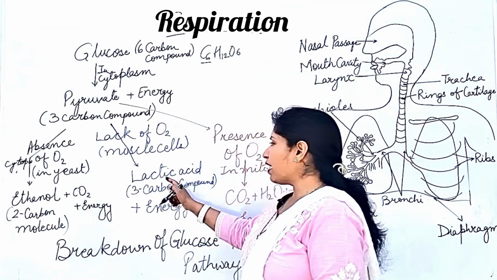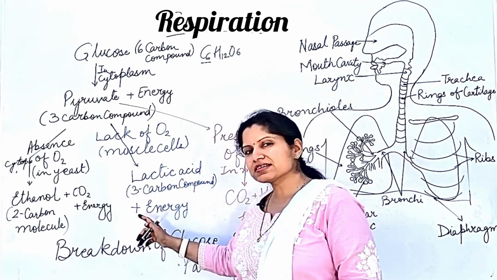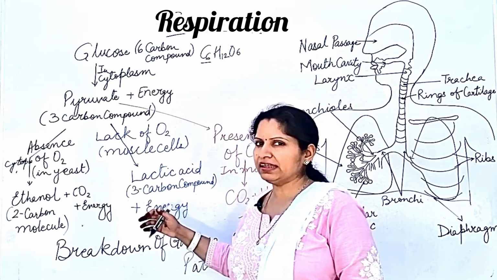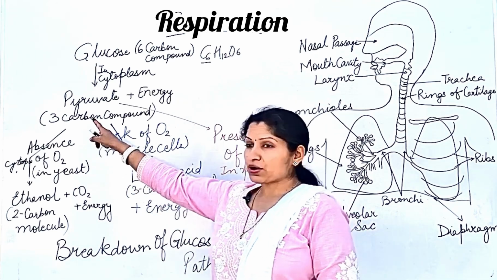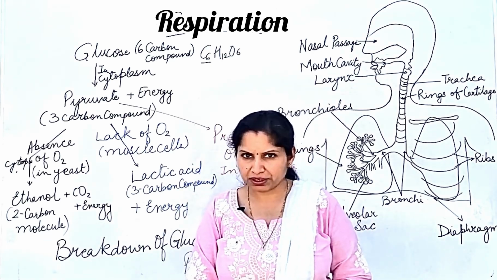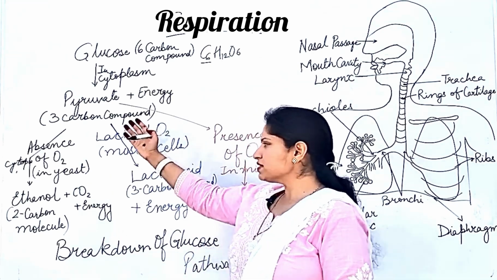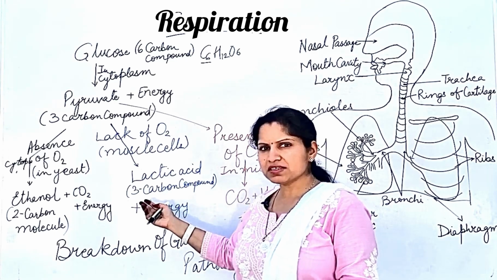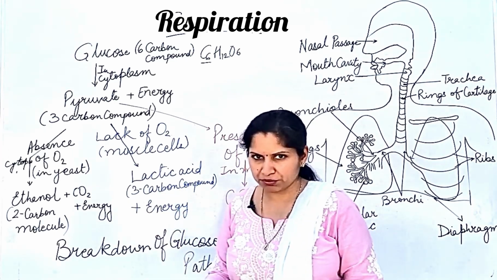At that time, lactic acid will be formed. Lactic acid is a 3-carbon compound, a compound containing 3 atoms of carbon. Pyruvate was also a 3-carbon compound. Lactic acid also is a 3-carbon compound only. Okay. So 3 carbon से 3 carbon form हुए हैं, no extra carbon is there, so no carbon dioxide will be formed in this case.